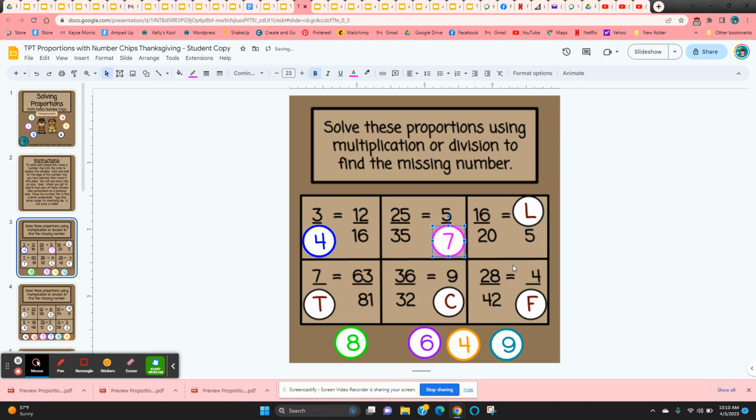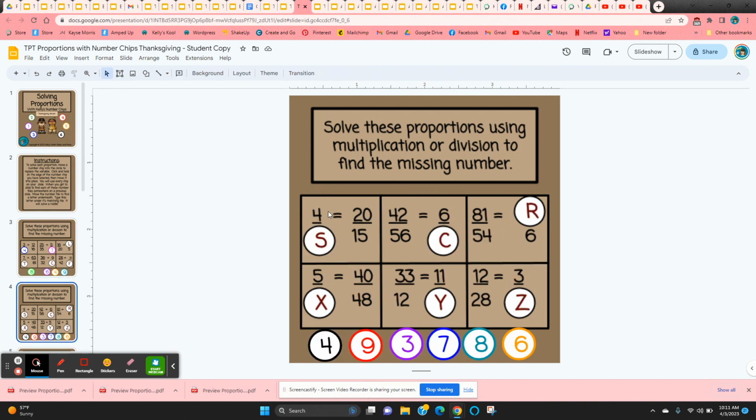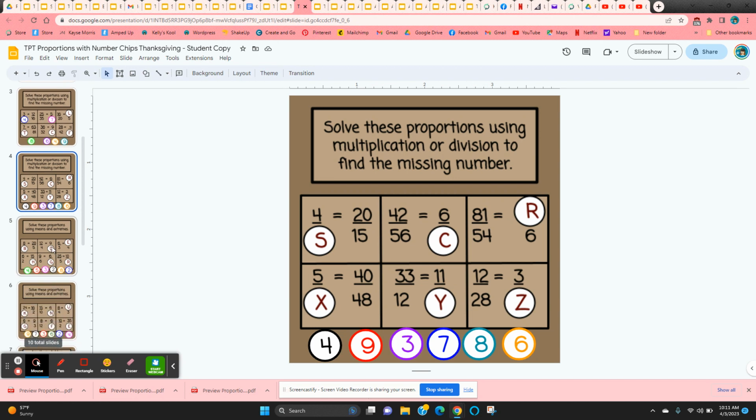The letters underneath will be used at the very last slide to solve a Thanksgiving riddle. So the next slide, again, there's 6 more problems. Same thing, scaling up and scaling down to create a proportion.